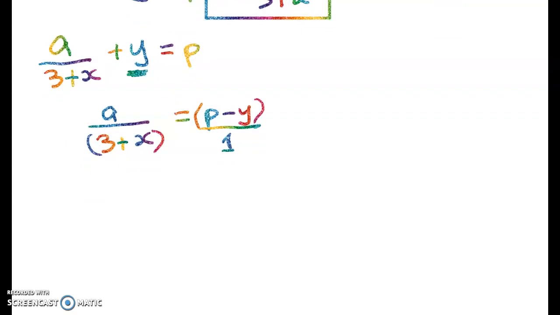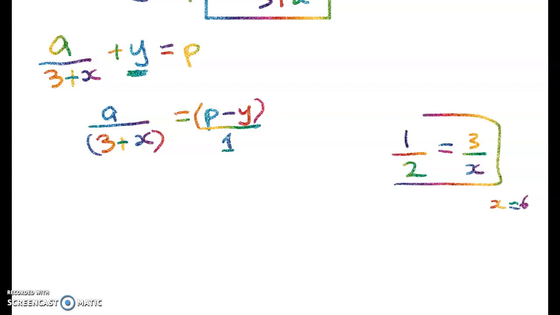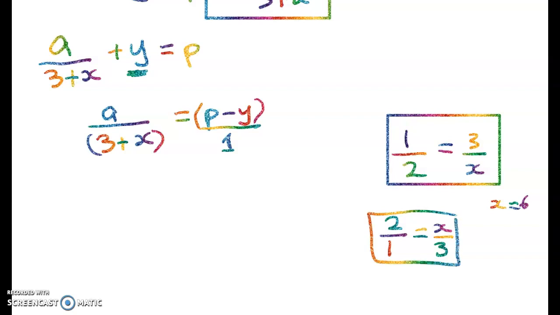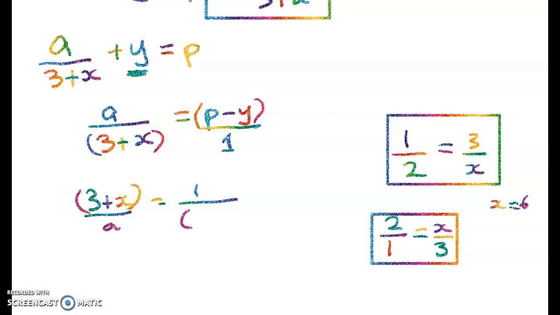Now, one thing that's nice to remember is that, say I've got 1/2 is equal to 3 over x. We can see from looking here that x is equal to 6. But instead of writing it as 1 over 2 equals 3 over x, we could write it as 2 over 1 is equal to x over 3. And I'm going to do this here because eventually I want to end up with x in the top line. So we're going to write this as 3 plus x over a is equal to 1 over p minus y.